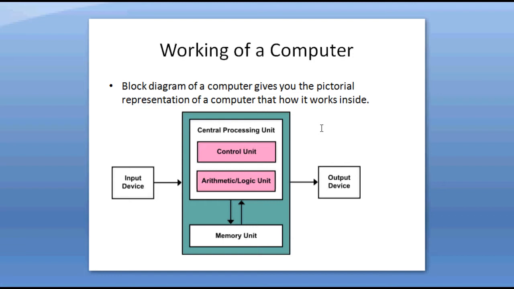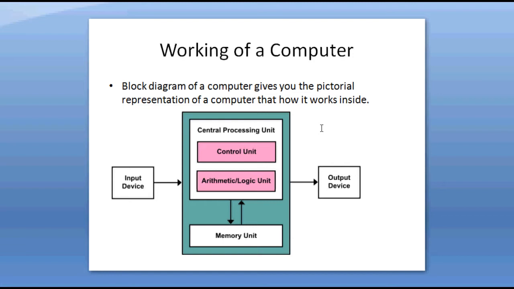Third block is output unit. Output unit is a unit that constitutes a number of output devices. An output device is used to show the result of processing. Functions of output unit. First, output unit accepts data or information sent from main memory of the computer. It converts binary coded information into high level language.